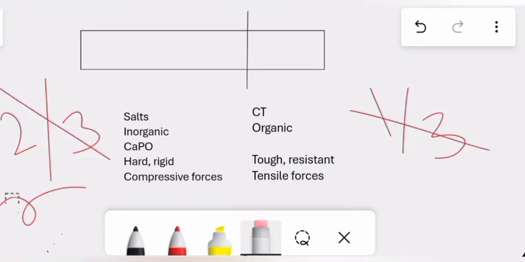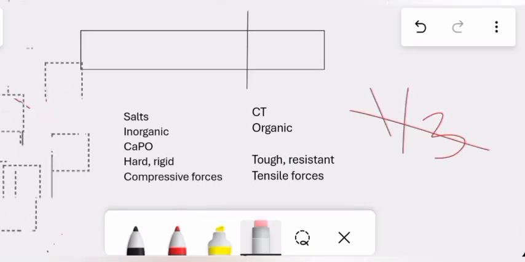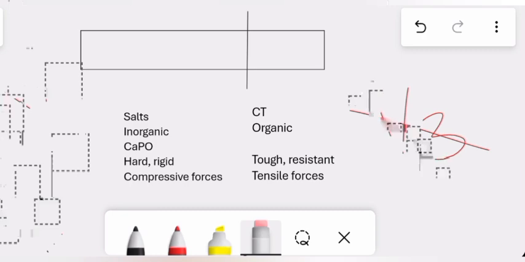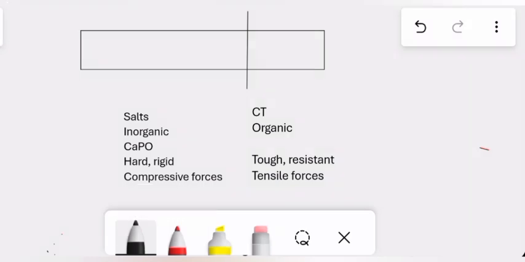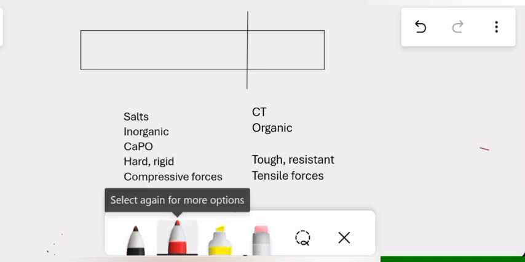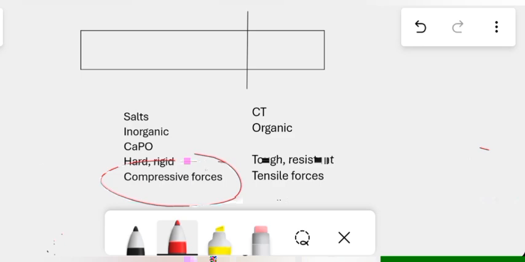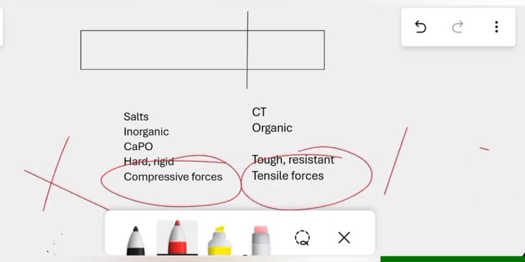Now, what the salts do is that they resist compressive forces, right? And what the connective tissue does is that it resists tensile forces. Now, if you take compression, you can think of it as squeezing the bone. So the salts don't allow the bone to be crushed under any compression, and the connective tissues do not allow the bone to be distorted. So in the presence of salts, the compressive forces cannot act, and in the presence of connective tissue, the tensile forces cannot act, right? Now, moving on.